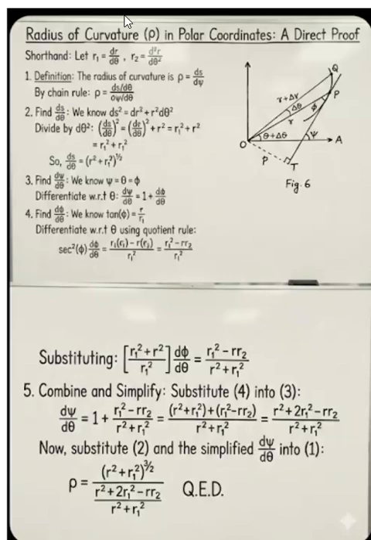We know the proof of ds in polar coordinates. After that, we should know radius of curvature. Please watch the previous video before watching this video, because there we have proved how ds square is equal to dr square plus r square into d theta square. That is what we require.